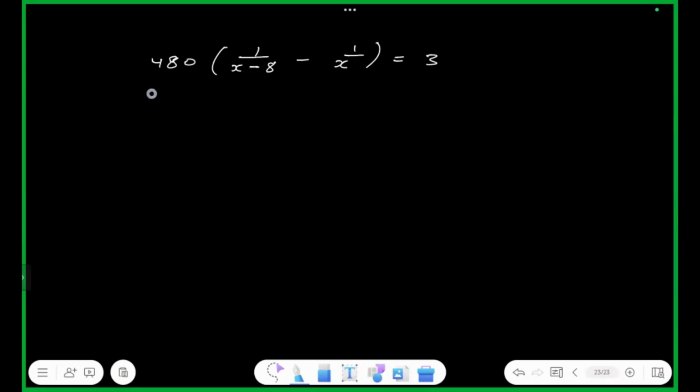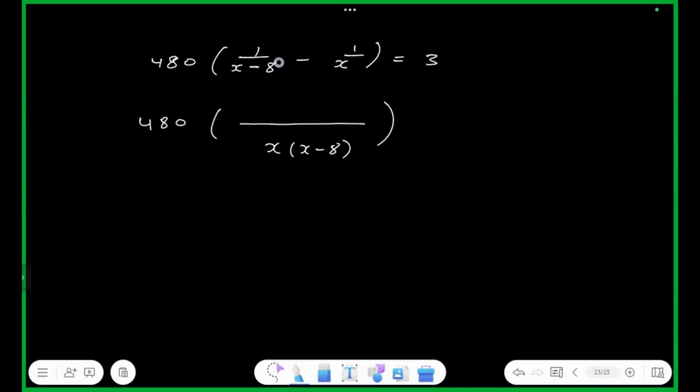Now see, what I will get here? 480 upon, now we need to find a common denominator for the terms which are inside the parenthesis. Okay. How we can find the common denominator? Multiply these two denominators. What I will get? x into x minus 8. Understood?